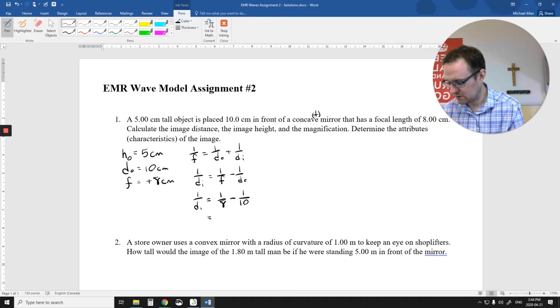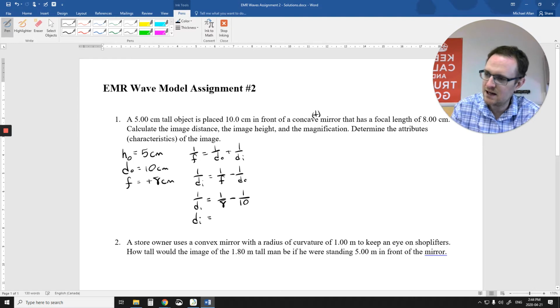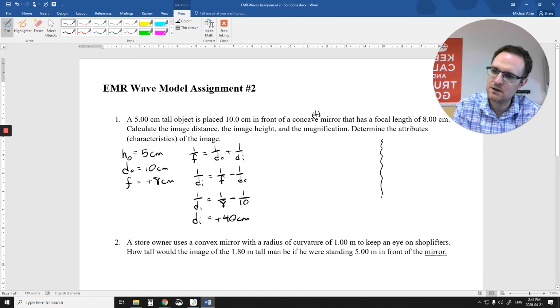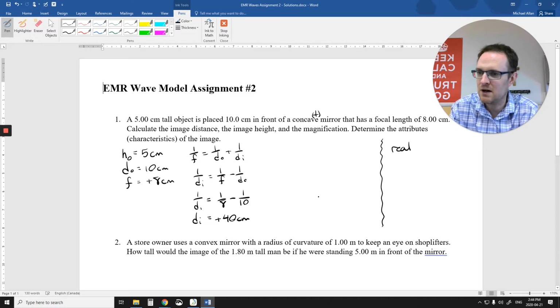And I'm going to go 1 over my answer. So I get a DI of positive 40 centimeters. Because that's going to help me with my attributes later because you got a positive piece here. So maybe I'll put a little attribute side over here. We have a real image, since my DI is a positive number, makes sense.